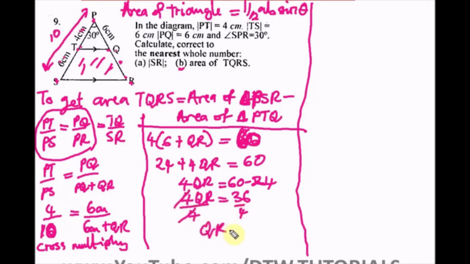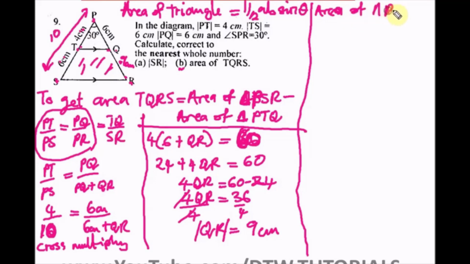So QR equals what? 36 divided by 4. That will give us 9. So QR is 9 centimeters. Okay, so I've gotten QR as 9 centimeters. Now it is easy for us to get the area of PSR, using our formula, the area of PSR.